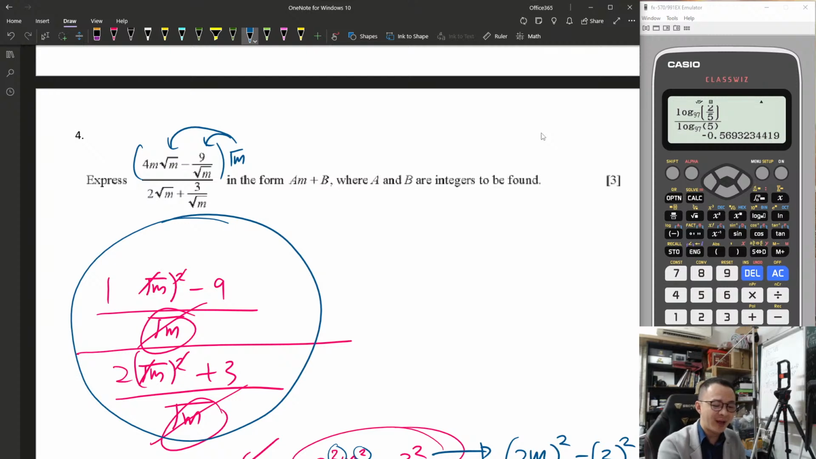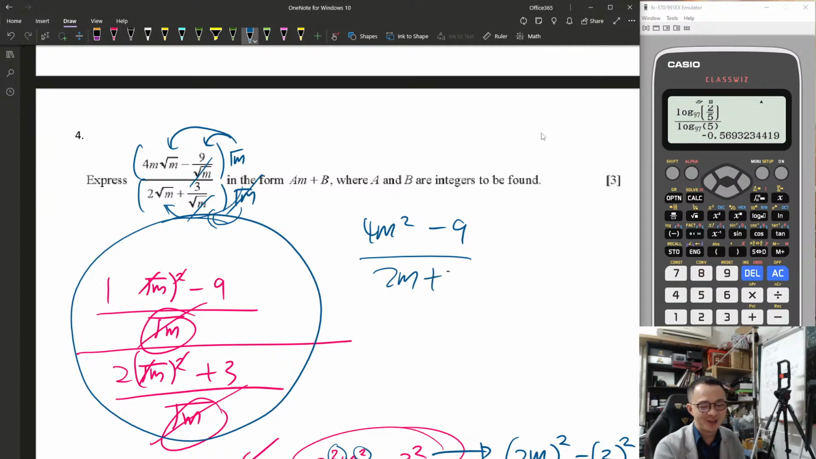Then I know 4m square root m times square root m is 4m squared. And minus 9 over square root m, and square root m cancel already, right? So I get minus 9. And then I multiply square root m for the bottom also. Square root m multiply the 2 square root m is 2m. Square root m multiply the second one, I cancel out, plus 3.